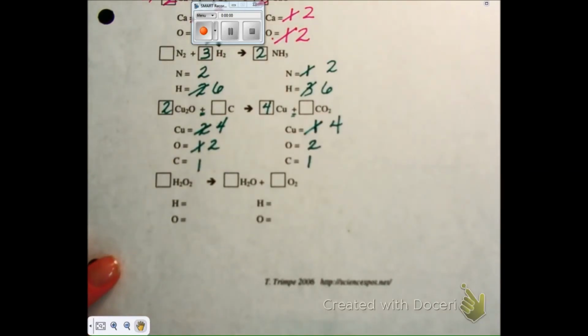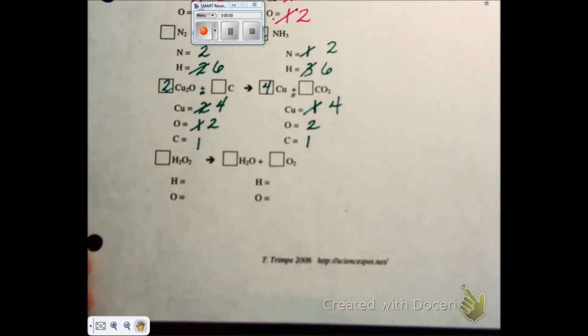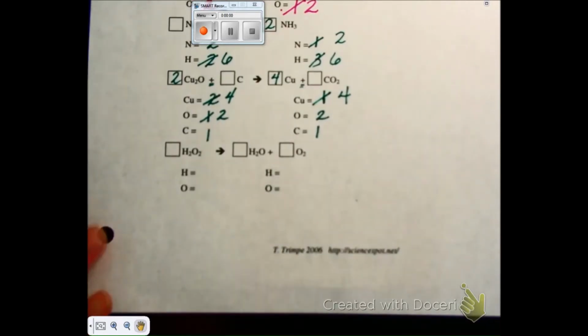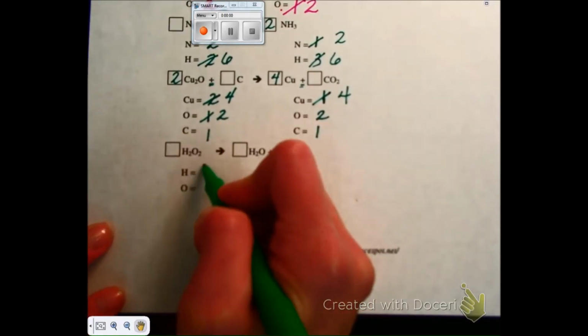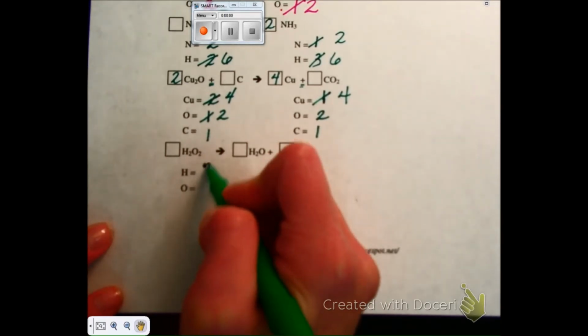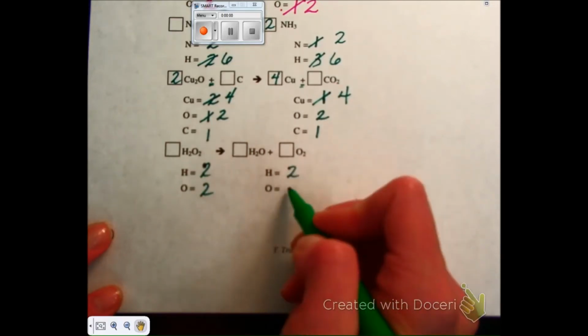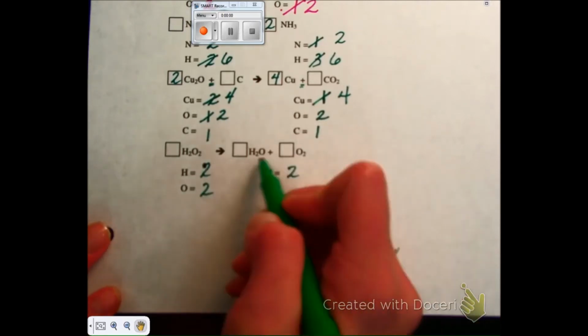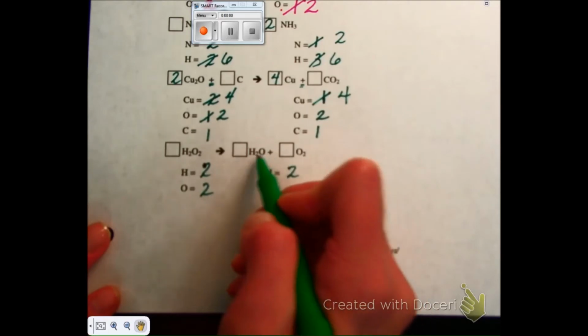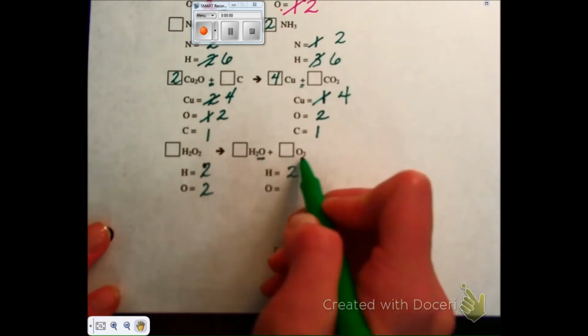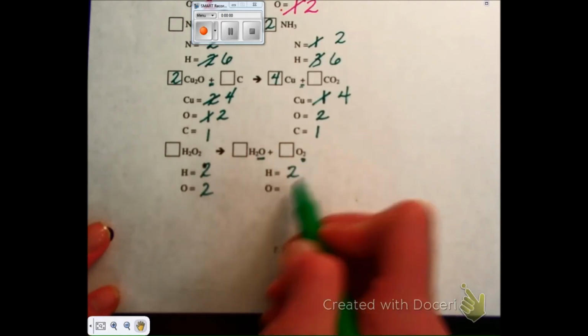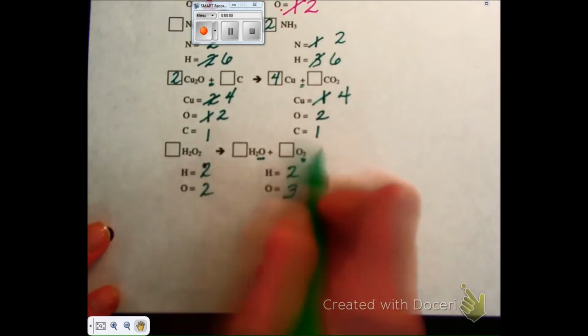Shall we try one more? Okay. Let's start by counting our atoms. You tell me. How many hydrogen? How many oxygen? Product side, hydrogen? And oxygen? Haha, that tricked some people I saw when I was walking around. You have 1 oxygen here. You have 2 oxygen here for a total of 3. They are all on the same side of the equation.